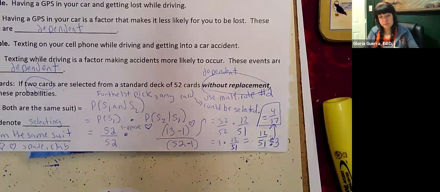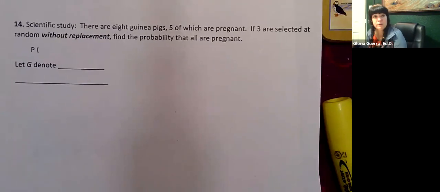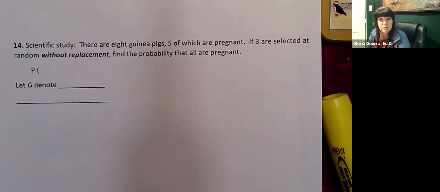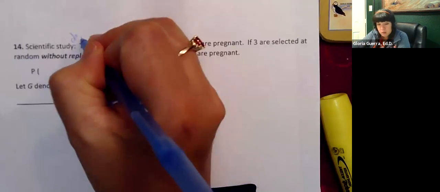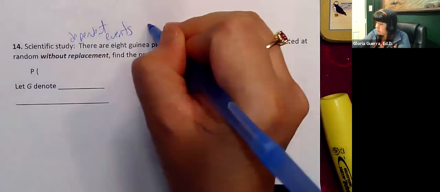Okay, and then the last page. Scientific study. There's 8 guinea pigs. 5 of them are pregnant. If 3 of them are selected at random without replacement, find the probability that all of them are pregnant. Okay, so without replacement, that means these are dependent events.